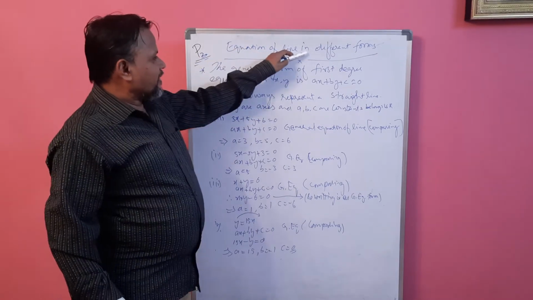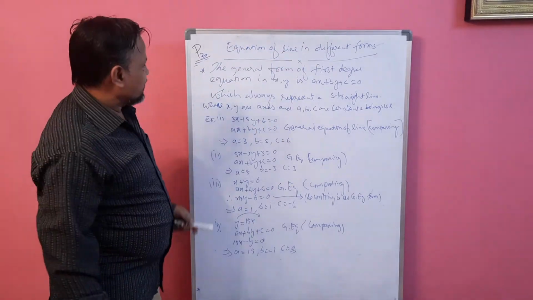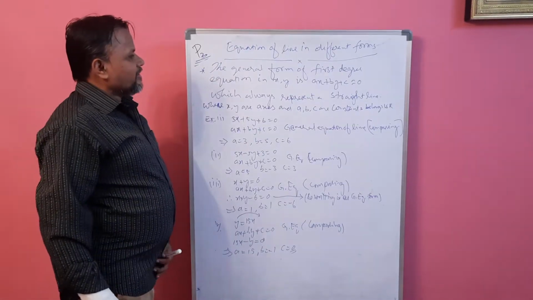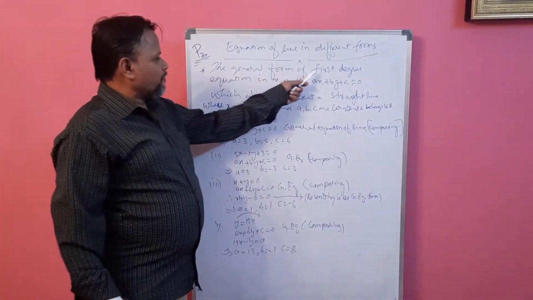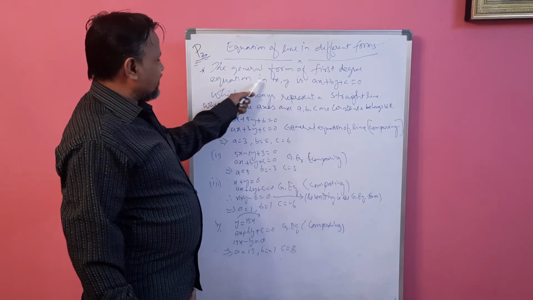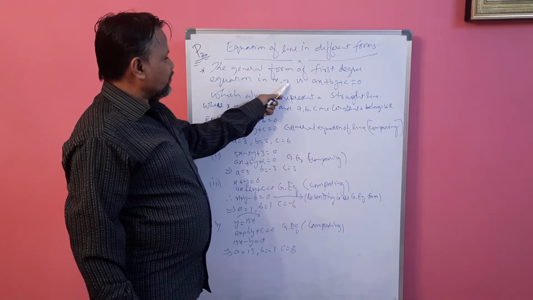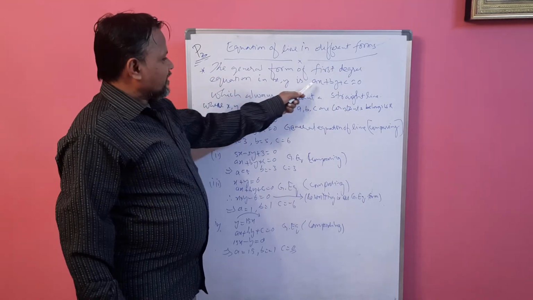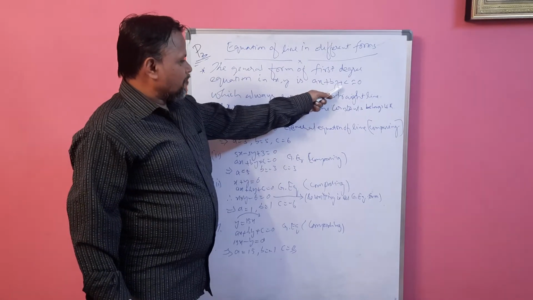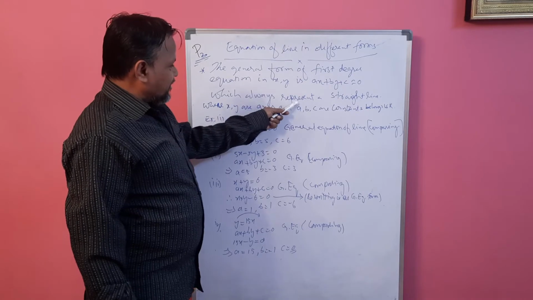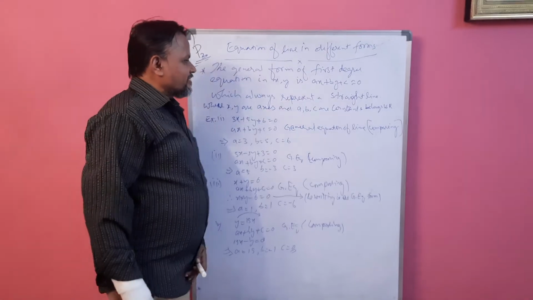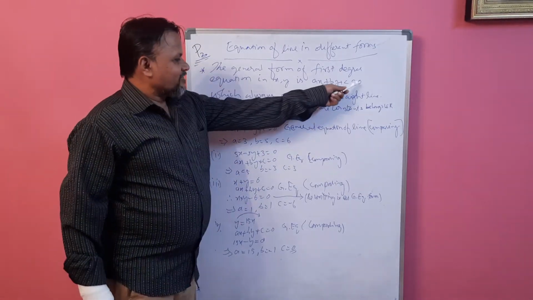Today we are going to start equation of line in different form. The general form of first degree equation in x and y is ax plus by plus c equal to 0, which always represents a straight line. This one is a straight line.